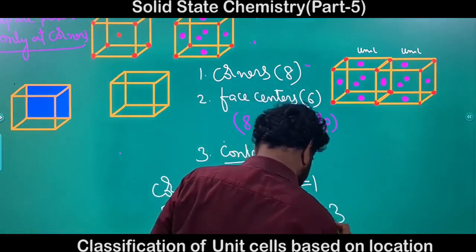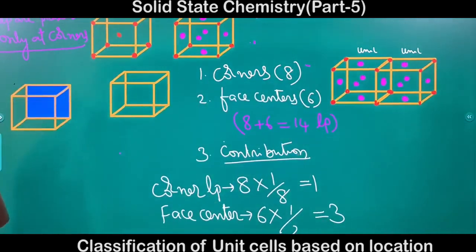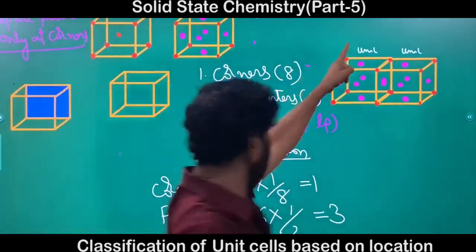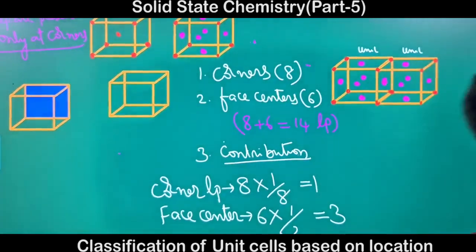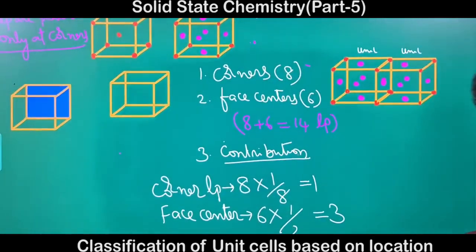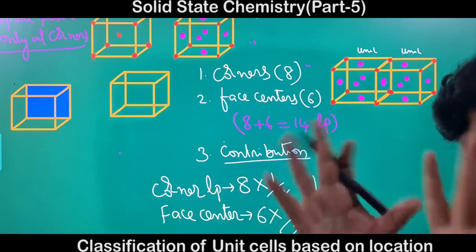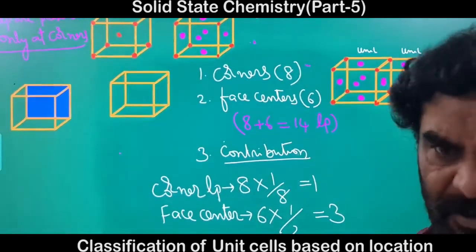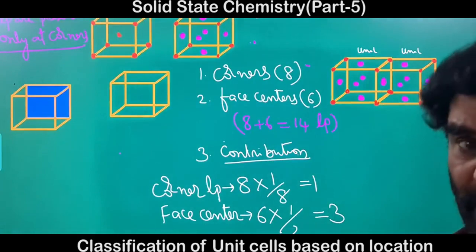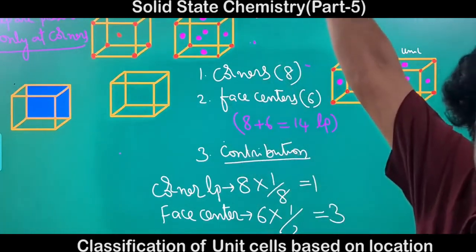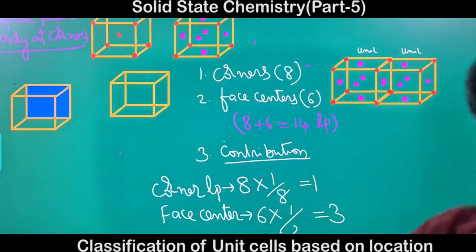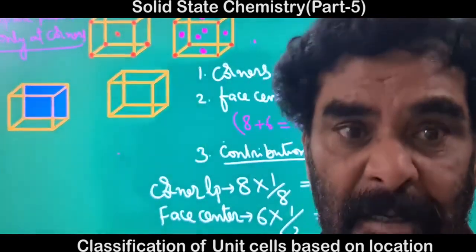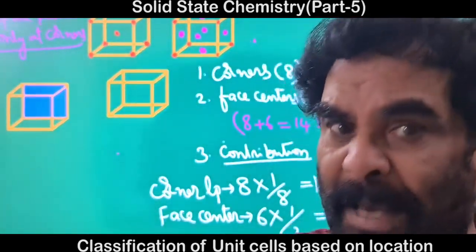So the total lattice points involved in the formation of the face centered unit cell is 8 plus 6, 14. But there is no need for 14 for each unit cell to form. The contribution is that the corner atom is common for the 8 unit cells. So each lattice point contribution to that unit cell is only 1/8.